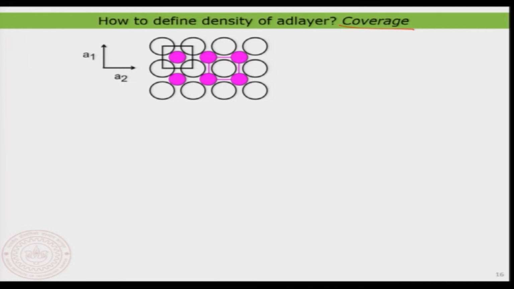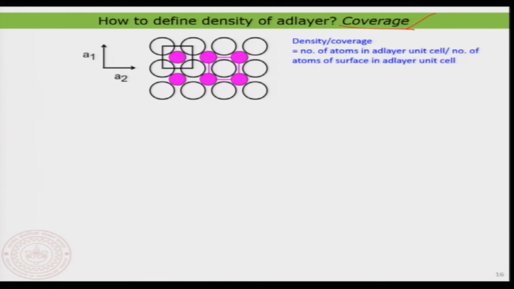dense the adsorbate atoms are on the surface. You remember we have familiarized ourselves with the packing density for the surface atom density. Similarly, for the density or concentration of the adlayer atoms, we want to represent it with something called coverage. How can we define the coverage? Coverage is defined by the number of atoms in the adlayer unit cell.